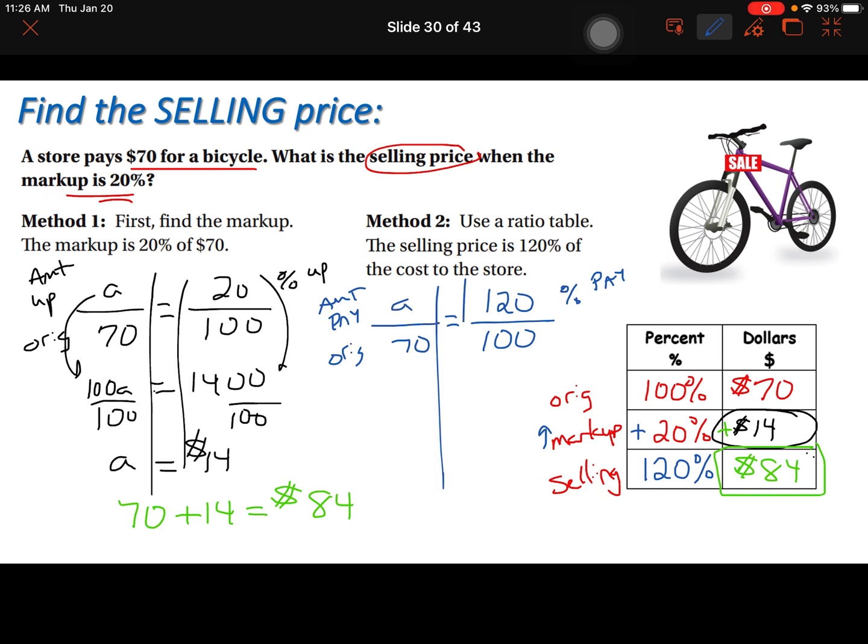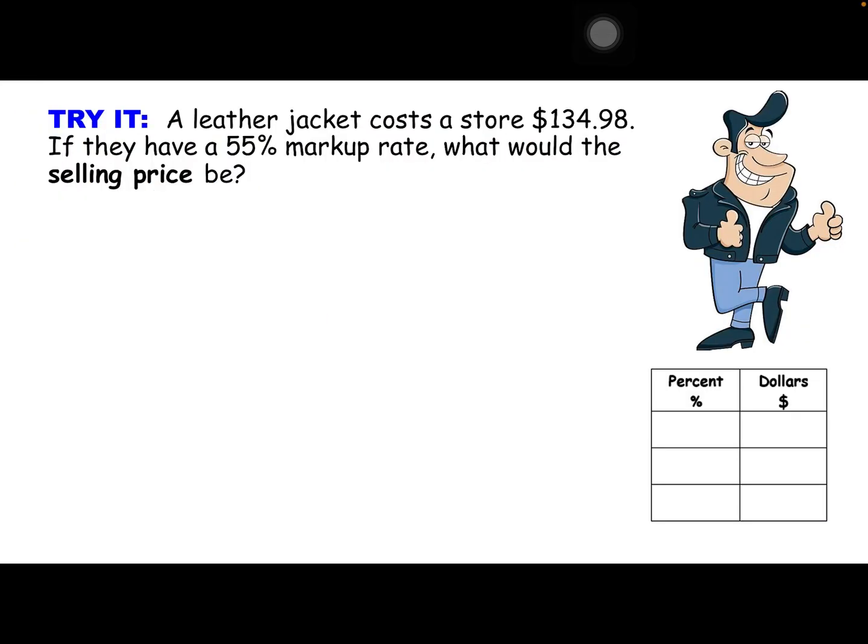So we put 70 here, and we go with our A, and we're going to have 100A when we do our cross products. We're going to have 8,400 when we do 70 times 120, divide by 100, and you'll notice you go directly to the $84. On these first few questions, you can do either method, and you will get the correct answer. So let's take a look at the next question.